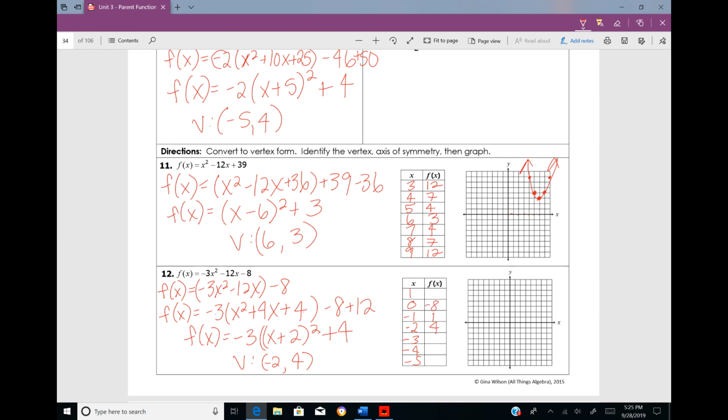I think I did this wrong. Wait, let's see. So negative 1 plus 2 would be 1 squared times negative 3, plus 4. So we're opening down. So we have negative 2, 4. There's our vertex. We're opening down. Oh yes, so it makes sense.